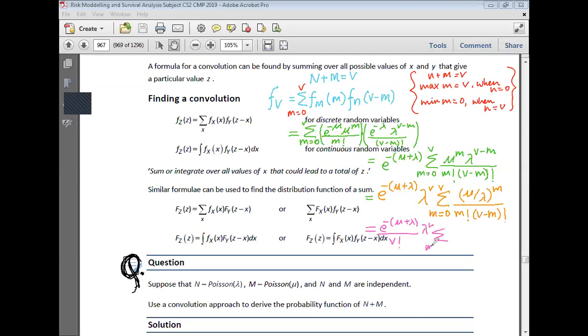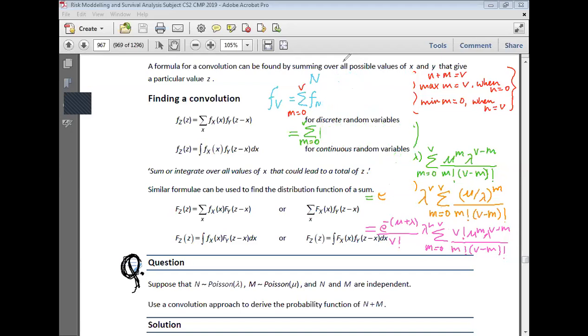Then I have summation going from 0 till v, and I have to add a v factorial here. And I have mu raised to m, lambda raised to v minus m upon m factorial and v minus m factorial. Okay. Yes, ma'am. So v factorial upon m factorial times v minus m factorial will be vCm.